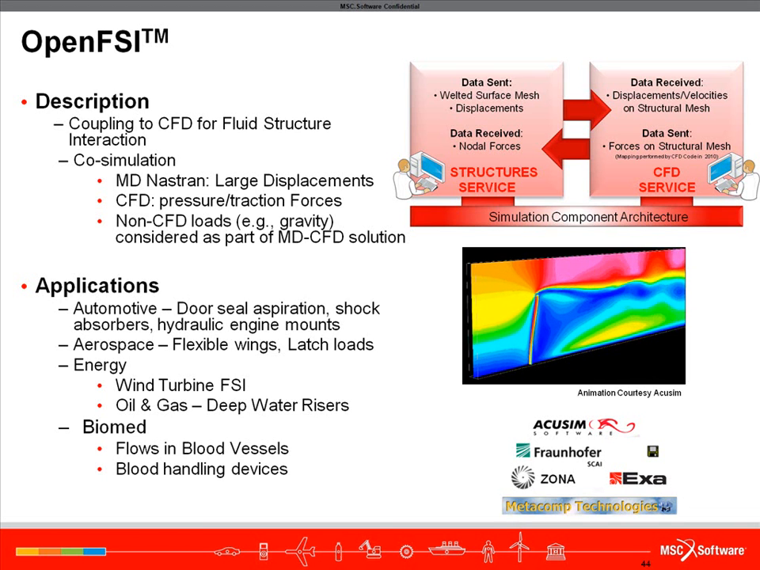So this OpenFSI capability was introduced in MD Nastran 2010, and there is a wide variety of applications for this in various industries: flexing of airplane wings of commercial jets in flight, dynamics of ocean-going ships, door seal aspiration in the automotive industry, bending and durability of wind turbine blades, and the movement of a flag in a breeze.